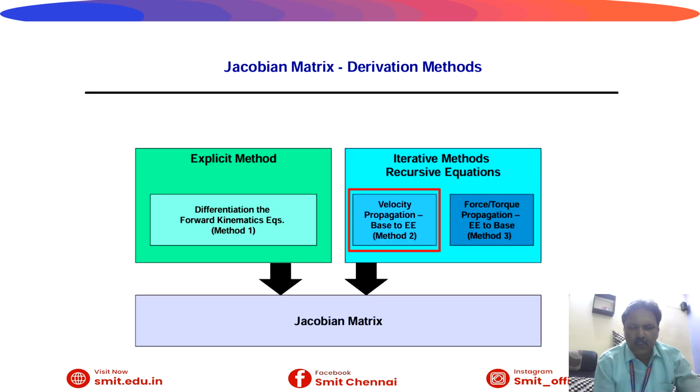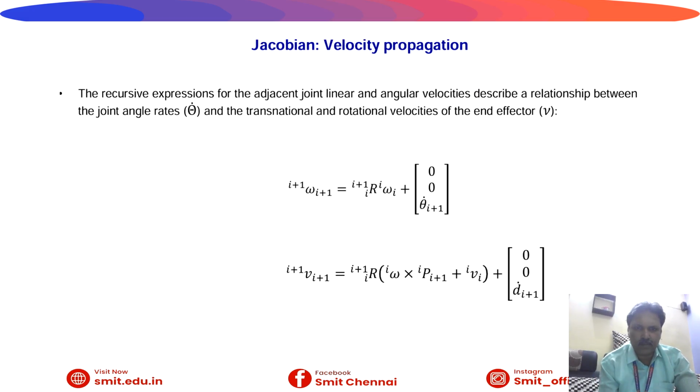These slides give a glimpse about the Jacobian matrix, its derivation methods, as well as iterative methods. Method 1 is the differentiation of the forward kinematics equation, and the second one is velocity propagation based equations, that is method 2. The first one is purely differentiation oriented. The second one is force and torque propagation as well as velocity propagation, which tends to give the Jacobian matrix.